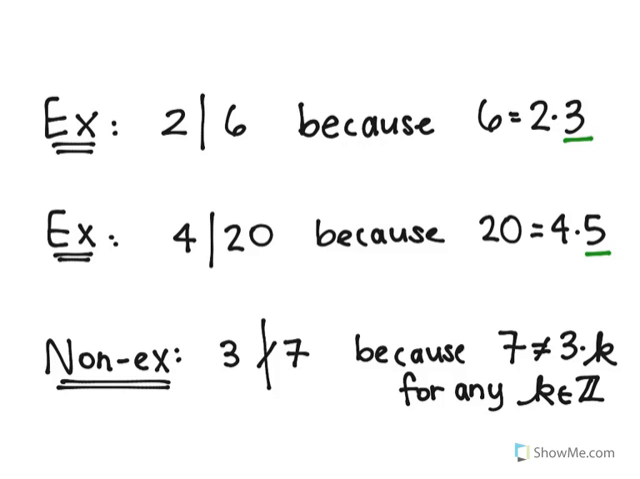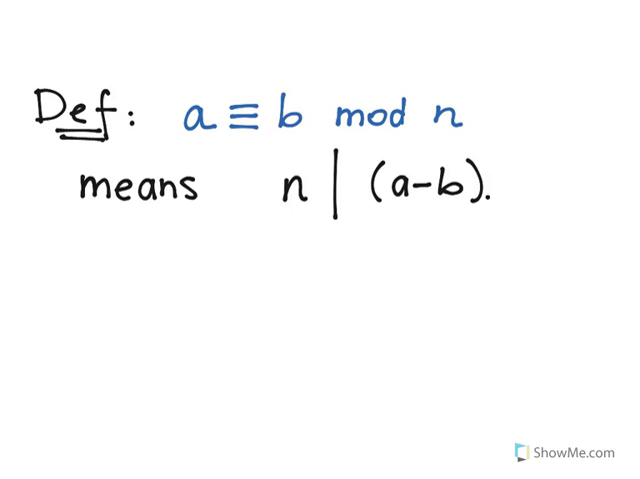Okay, so now that we have this definition of what it means for one integer to divide another, we're ready to use that to give a precise definition of congruence modulo n. Here it is. In precise mathematical notation, we'll now say that the statement A is congruent to B mod n means that n divides the difference, A minus B.